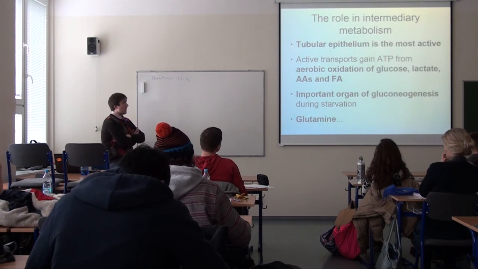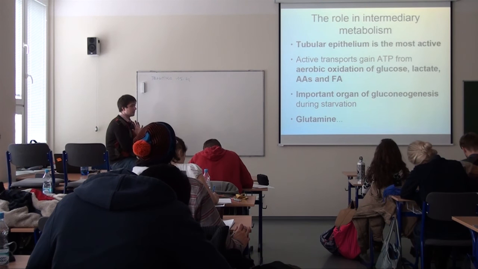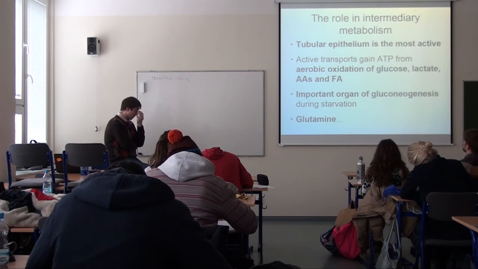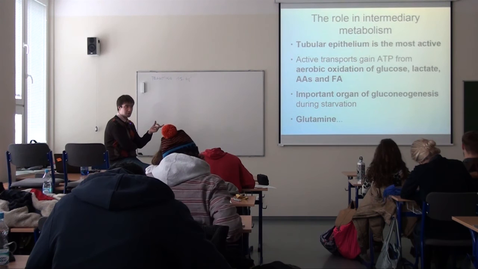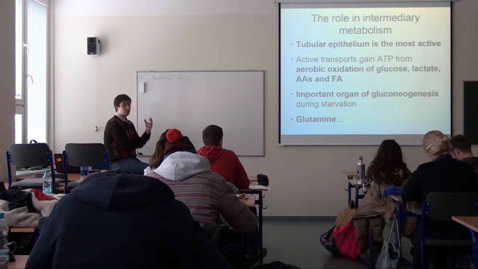And the last is the role of kidneys in intermediary metabolism. You saw that in many places in kidneys you need energy, yes? You know that in kidneys we have two types of circulation. One that's called functional circulation, that's important for the urine production. And then we have the other type of circulation that's important for nutrition. Yes?